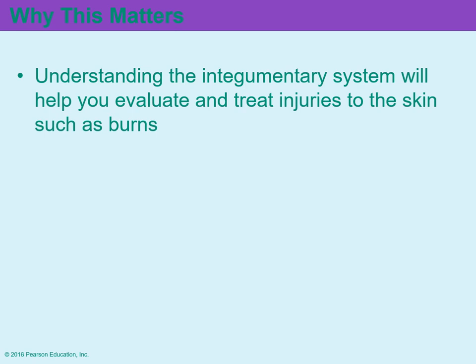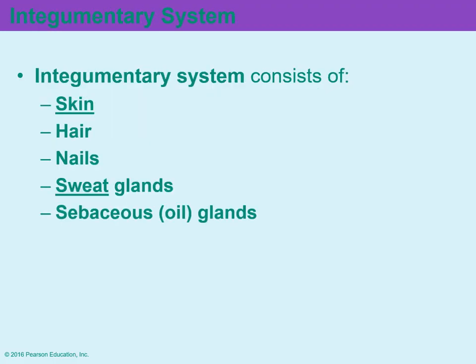So when there's some type of injury, you will be able to evaluate knowing what's normal, and then because of the injury, how it's abnormal, and how you need to treat it, repair it, etc. So the integumentary system consists of the skin. It is the largest organ in the body, but it also includes accessory structures such as your hair, your nails, sweat glands, and oil glands that are known as sebaceous glands.